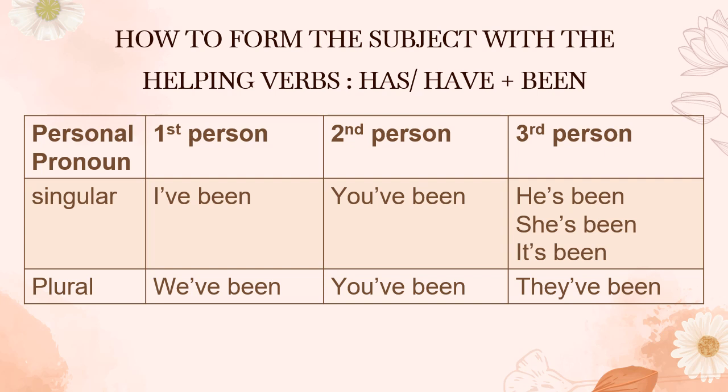How to form the subject with the helping verbs has or have plus been. For example, I've been, you've been, he's been, she's been, it's been, we've been, you've been, they've been.